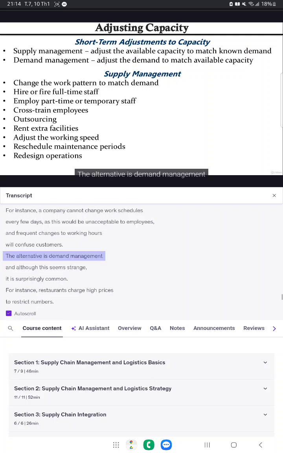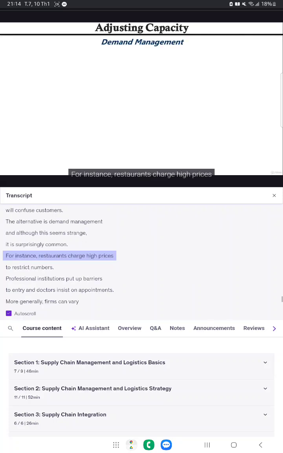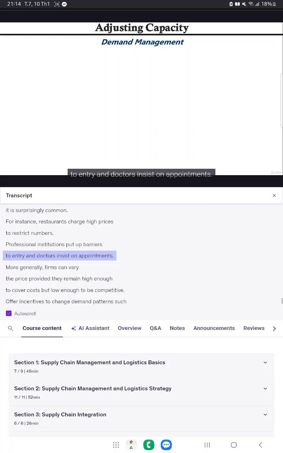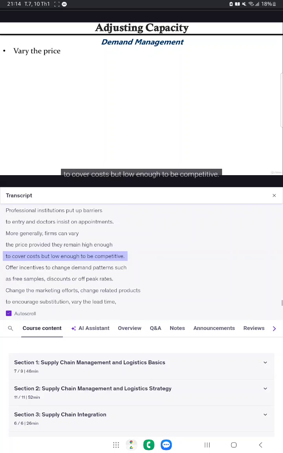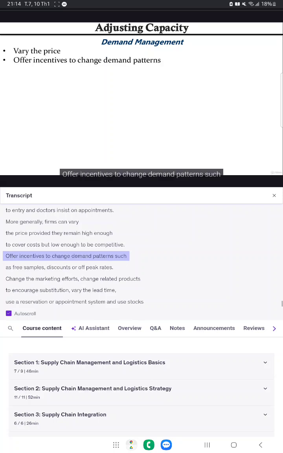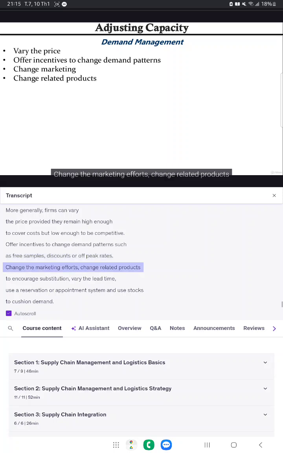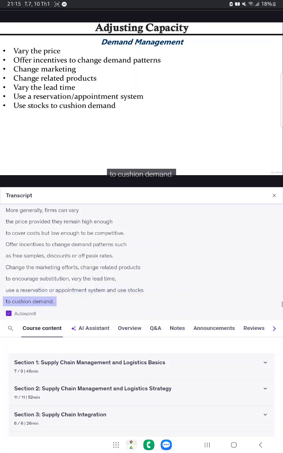The alternative is demand management, and although this seems strange, it is surprisingly common. For instance, restaurants charge high prices to restrict numbers, professional institutions put up barriers to entry, and doctors insist on appointments. More generally, firms can vary the price, provided they remain high enough to cover costs but low enough to be competitive. Offer incentives to change demand patterns such as free samples, discounts, or off-peak rates. Change the marketing efforts. Change related products to encourage substitution. Vary the lead time. Use a reservation or appointment system. And use stocks to cushion demand.